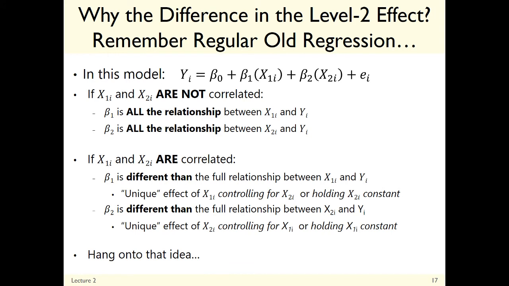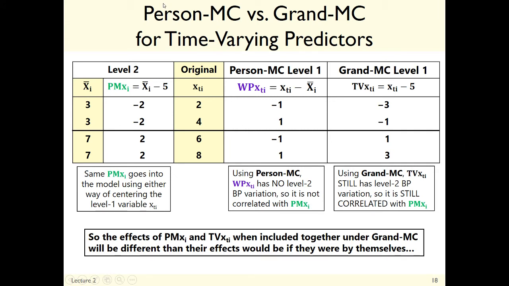The reason goes back to regular old regression. If I put x1 and x2 into the same model, their slopes are going to be different than if each one is in the model by itself. To the extent that they're correlated, their slopes become their unique effect after controlling for the other predictor. Keep that idea in your head, and we'll look at what happens in this context.